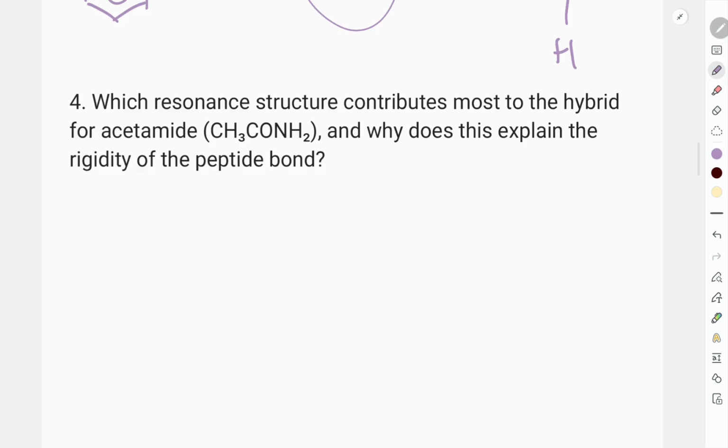Okay, 4 says which resonance structure contributes the most to the hybrid for acetamide, and why does this explain the rigidity of the peptide bond? Okay, so if I draw out the structure, we have a methyl group, and then we have a nitrogen with a lone pair, and then we have an oxygen like this.